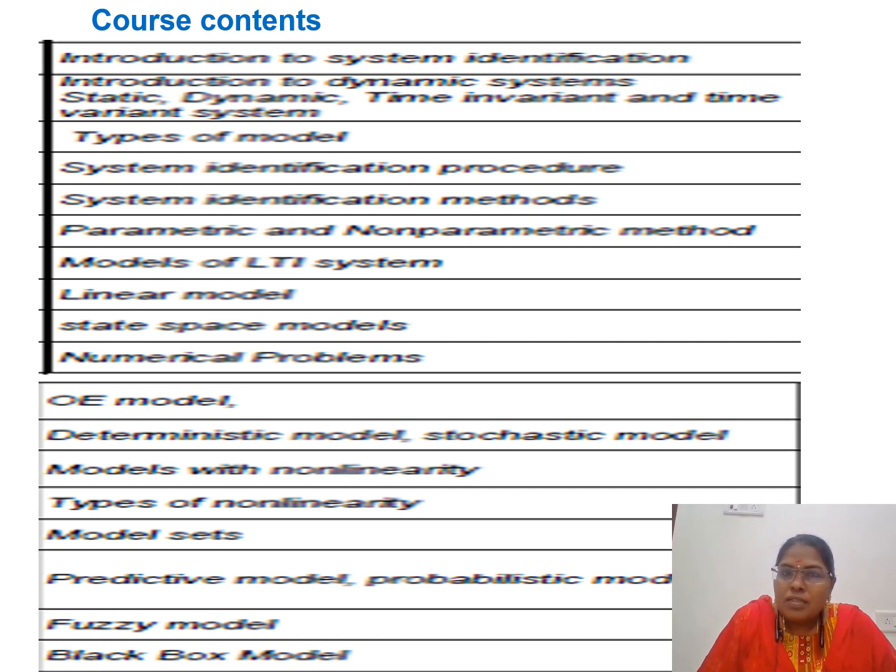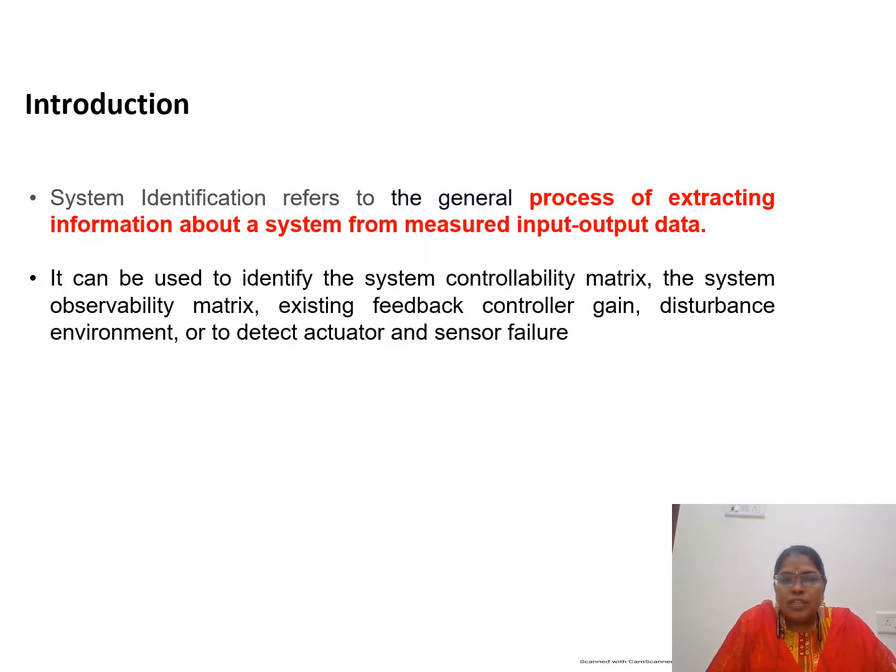These are the course contents for this video course. First, we are going to see what is system identification, the introduction to system identification. What are the different types of dynamic systems used for system identification? There are various methods for identifying dynamic systems. Next comes the types of model. What are the various types of models in discrete time systems? What is the procedure for identifying the system? What are the different methods to find the system identification? And then finally, we have the non-linearities.